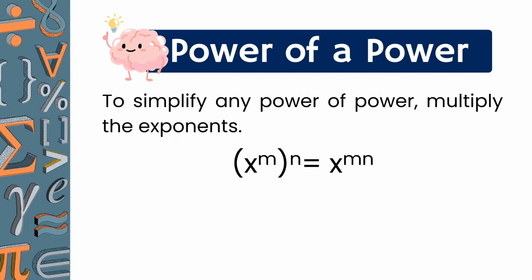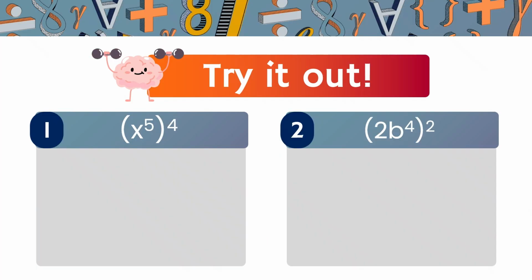Next, we have power of a power. To simplify any power of a power, multiply the exponents. So if we have x raised to m, open and close parenthesis, raised to n, we will have x, our base, and then multiply the exponents. So our exponents are m and n. So the answer is x raised to m times n. Remember, multiply the exponents. Let's try these two examples.